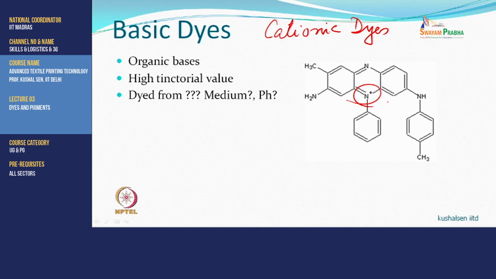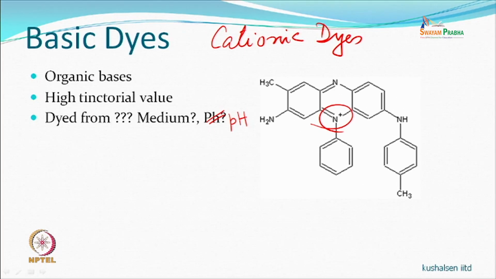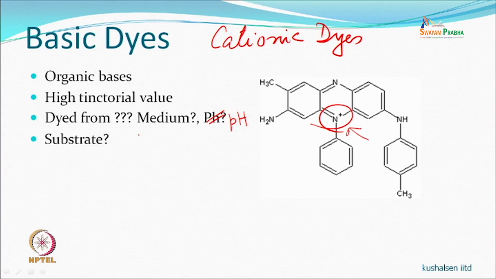And what is the pH? What is the pH of dyeing according to you? Acidic pH. Acidic pH is required, because only in the acidic pH does this group get generated. Otherwise, you will not be able to dye. And because they are cationic, the anion comes from the substrate, which is acrylic.